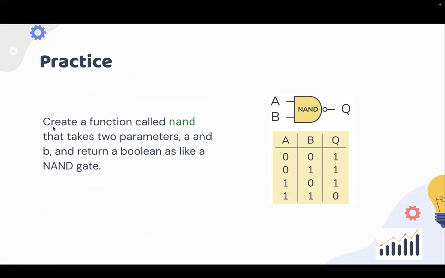You are basically creating a function called NAND that takes two parameters, A and B, and returns a Boolean, like a NAND gate. We will see it's printing out true if any one of A and B is false, like A and B are both false, and printing out false if they are both true. So try to solve this and send it in the chat.